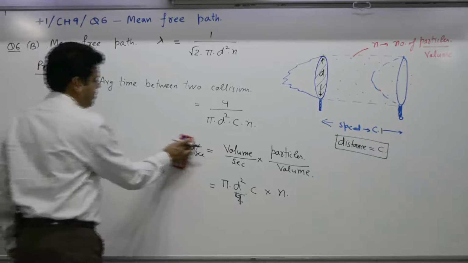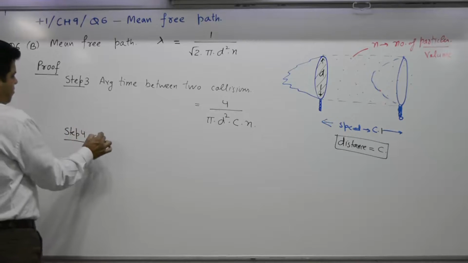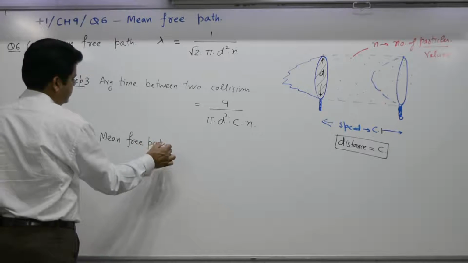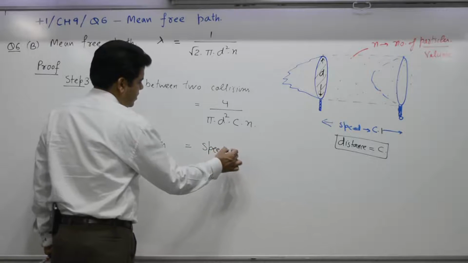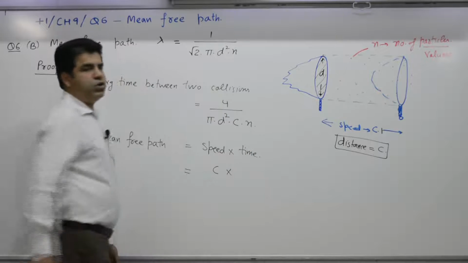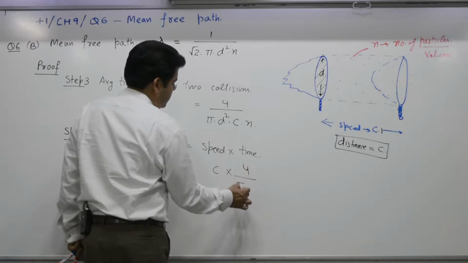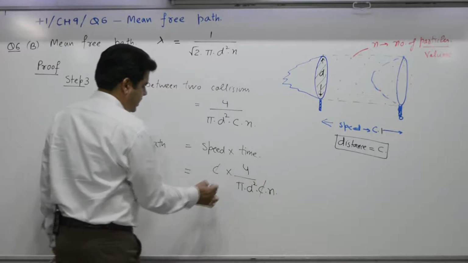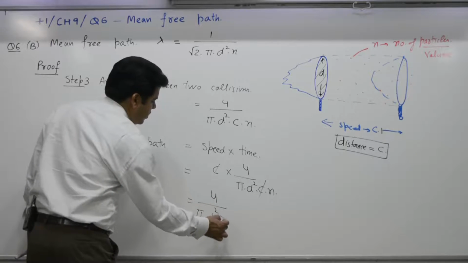Step number 4. Mean free path. Path means what? Distance. Distance is equal to speed into time. Speed is how much? C. Time between two collisions. Yes, time between two collisions is 4 divided by pi d square c n. C cancels. What you get is 4 by pi d square n.